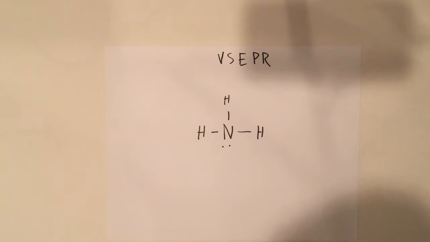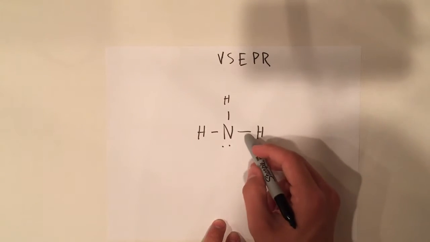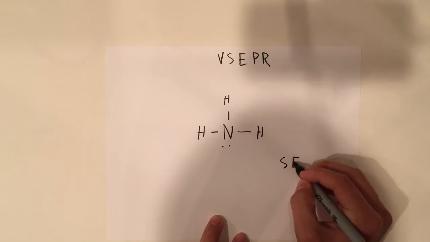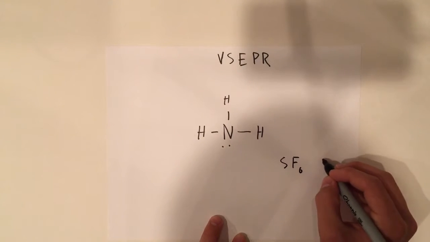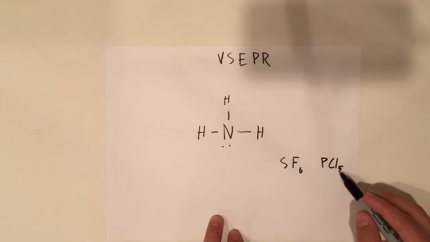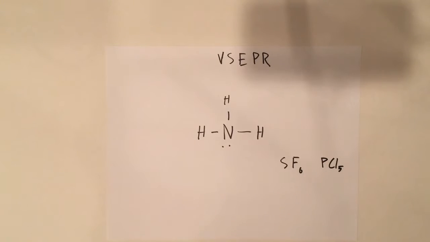In a normal molecule that follows the octet rule, there will only be 4 electron domains, as seen right here: 1, 2, 3, 4. But in molecules such as SF6 or PCl5, there will actually be 5 in PCl5 and 6 electron domains in SF6. So when you're approaching a molecular geometry problem, the first step you should take is to find how many electron domains there are.